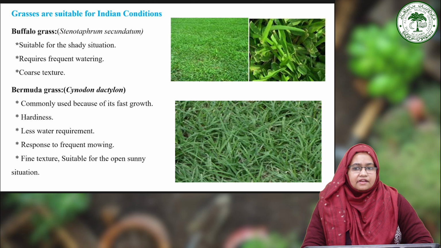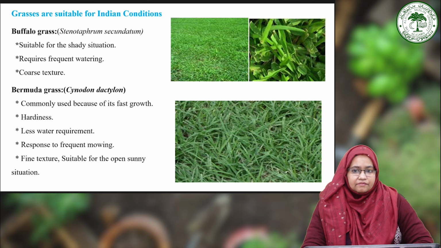Then, as we live in India, I am going to discuss the grasses which are suitable for Indian conditions. In Indian conditions, two grass species commonly used for lawns are buffalo grass, which has the scientific name Stenotaphrum secundatum, and the next one is Bermuda grass, which has the scientific name Cynodon dactylon. Here are the characteristics and suitability of the different types of grasses.